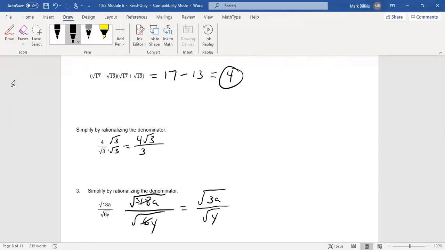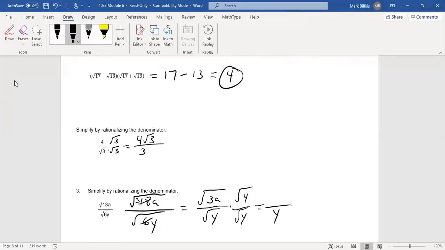Okay, so I'm rationalizing the denominator. Since this is a monomial, I know if I multiply the square root times itself, it's going to remove the square root symbol because I'm creating a perfect square. So the square root of y times the square root of y is y.